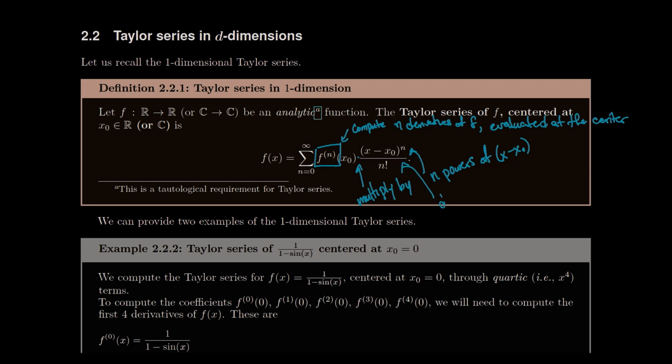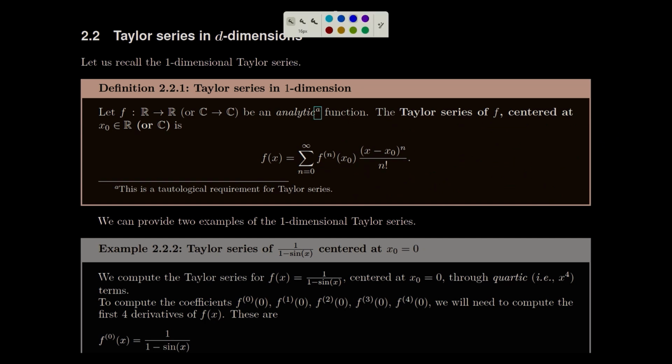And finally, you divide by n factorial. For those of you who forgot the definition of factorial, this is n times n minus 1 times n minus 2, down to 2 times 1, with 0 factorial defined as 1. So that is the process of the Taylor series.